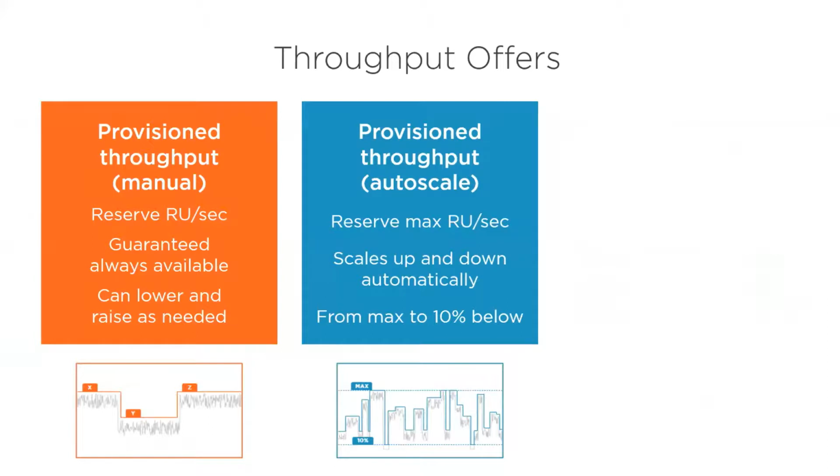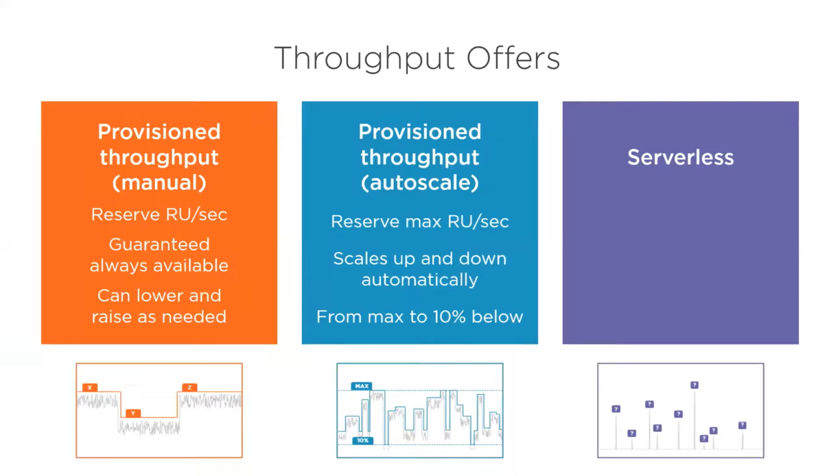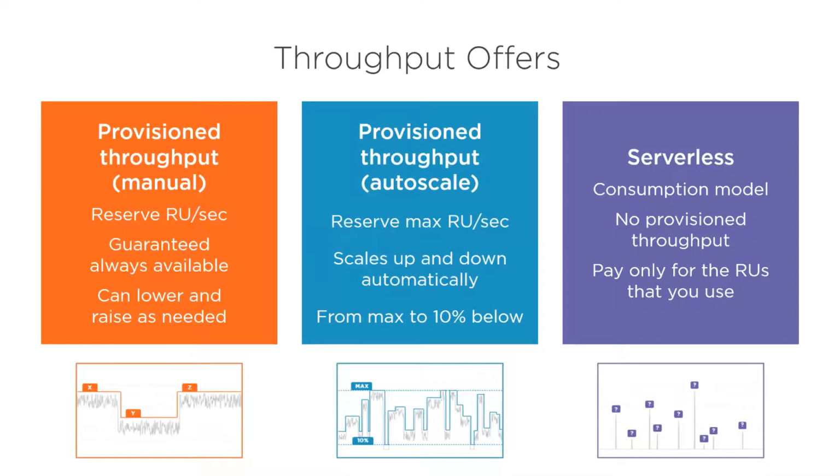And then there's the third offer, which is so new that it's not even out there yet. It's not even in preview yet. So this is brand new and expect it soon. But I'm very pleased with it. It's serverless. It's a consumption model. You don't provision throughput. You just pay for the RUs that you use. This is great for small applications, maybe that you might be sharing with family and friends.